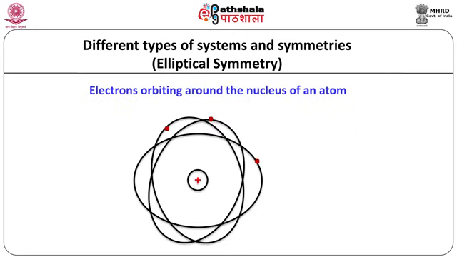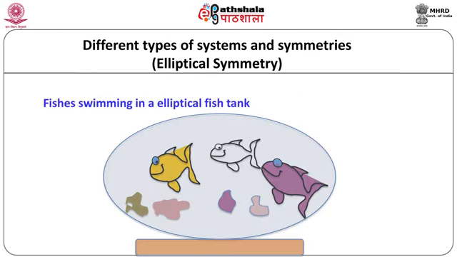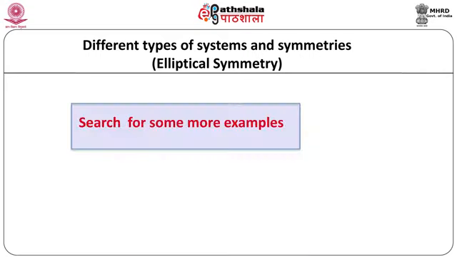It should be remembered that many other symmetries also exist. As a simple example, we may think of electrons orbiting around the nucleus of an atom, or a planet moving around the sun, or fishes swimming in an elliptical tank. These are representative of physical systems having elliptical symmetry. Search for some more symmetries and examples therein as an exercise.